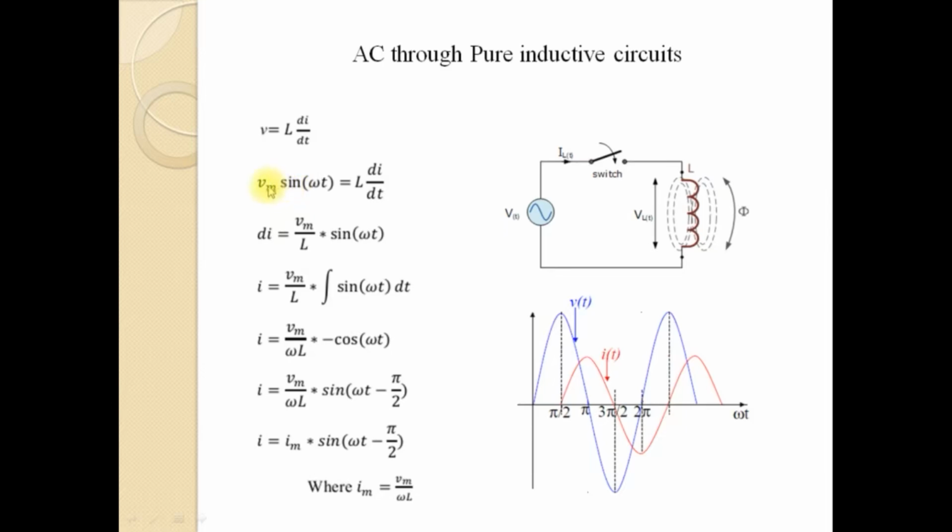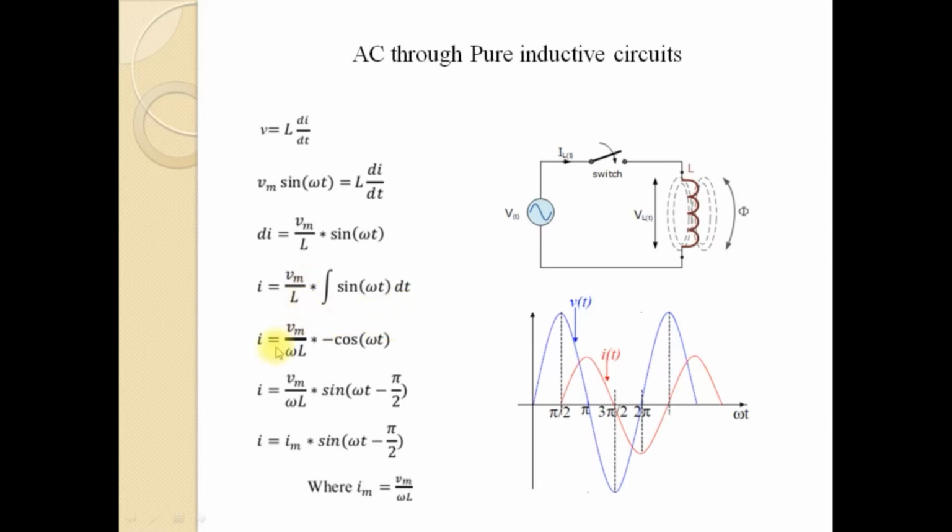where V is the applied voltage, which can be represented as Vm sin omega t is equal to L into di by dt. From here, if you rearrange, you get di is equal to Vm by L into sin omega t. Because here we are representing the alternating voltage in its standard form, Vm sin omega t, and we are considering that voltage as reference when we do the phasor analysis. And from here, if you integrate on both sides, you get I is equal to Vm by L into integral of sin omega t dt.